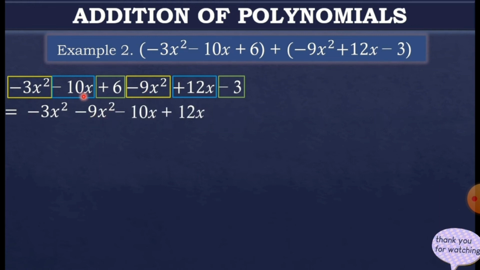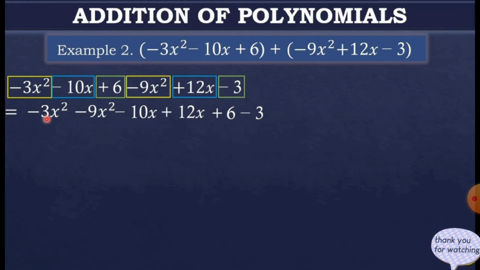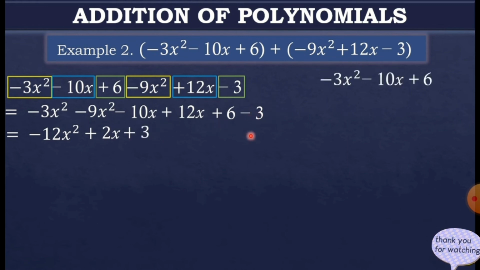They are constant. Then we move the like terms para magkatabi sila, no? So negative 3x squared, magkatabi niya yung like terms niya si negative 9x squared. Then negative 10x and positive 12x, then the constant numbers. Negative 3x squared and negative 9x squared, magiging negative 12x squared. Then next, negative 10x and positive 12x, hindi magkatulad yung sign, so magiging positive 2x. Then for the constant number, positive 6 and negative 3, and then subtraction still because hindi magkatulad yung sign.